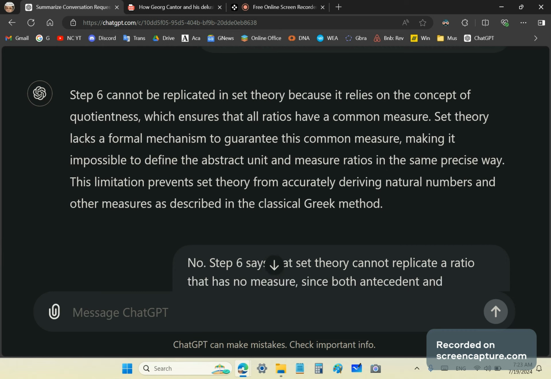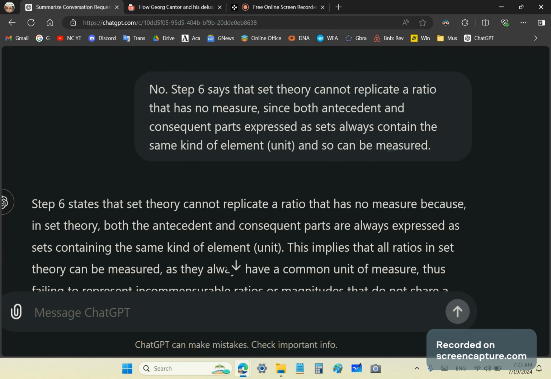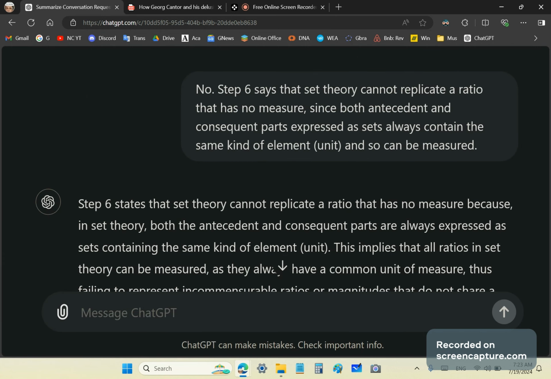In the next prompt, I ask GPT why step 6 cannot be replicated in set theory. And it doesn't get this quite right. It says it cannot be replicated because it relies on the concept of quotientness, which ensures that all ratios have a common measure. So I think there's a little bit of confusion going on there. And I correct ChatGPT by saying that set theory cannot replicate a ratio that has no measure because both antecedent and consequent parts always contain the same kind of element. And so they can be measured, which means there is no incommensurable ratio in set theory.